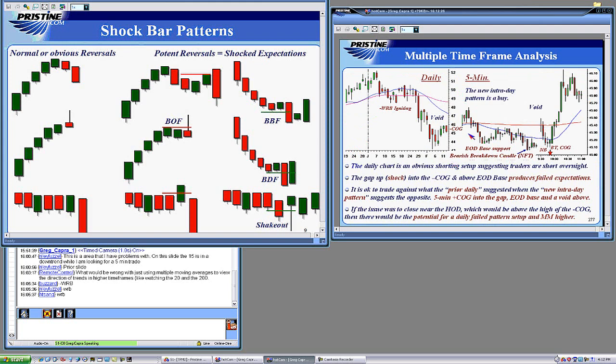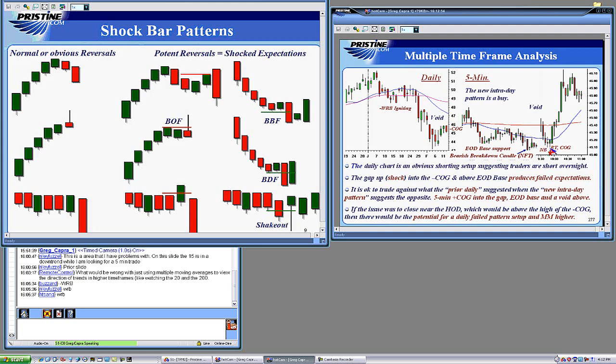This is a different setup. Now, there was a gap up, right, where you had a sell setup on the daily and an end of day base, and prices gapped up above the top of that end of day base, right? Which now traders that were short overnight get nervous. This is it coming into some support here. Looking at the intraday pattern.